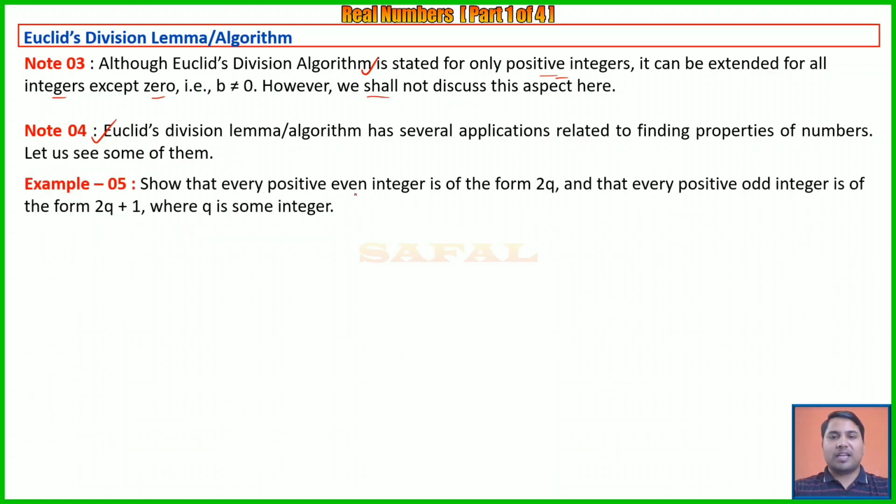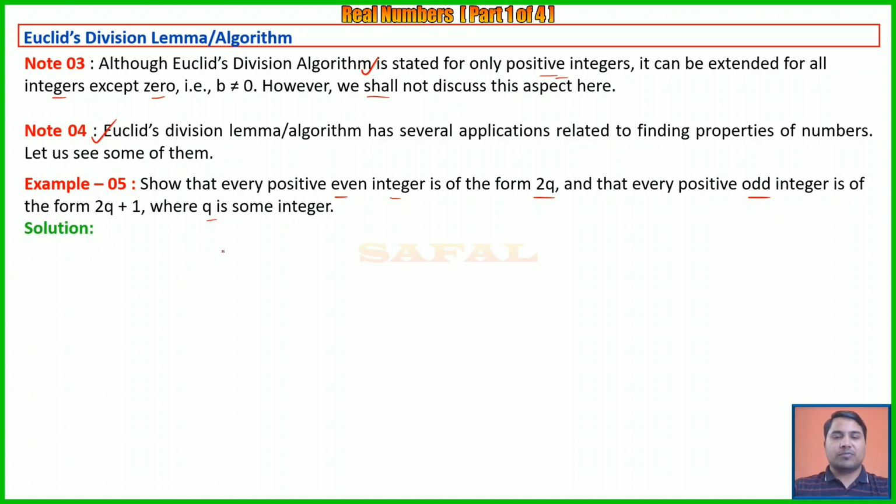Show that every positive even integer is of the form 2q and every positive odd integer is of the form 2q plus 1 for some integer q. So we are supposed to show that every even number can be written as 2q and every odd number can be written as 2q plus 1, where q is some integer. So let's write the solution.